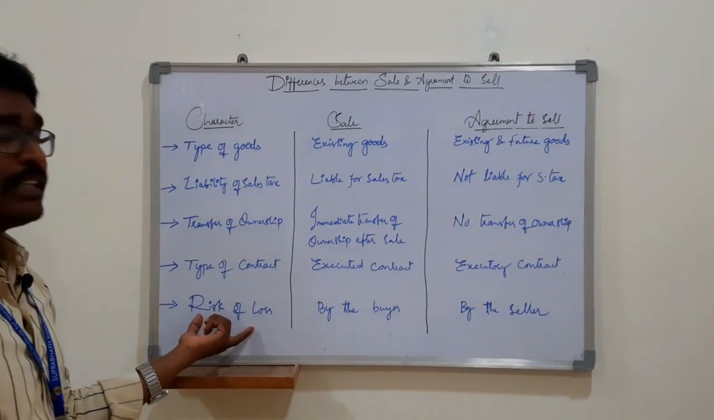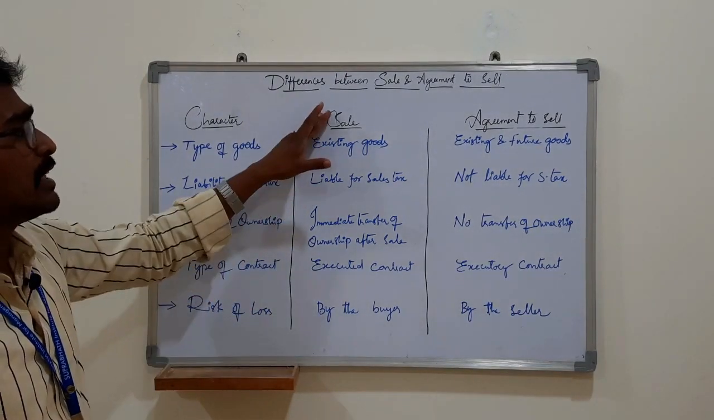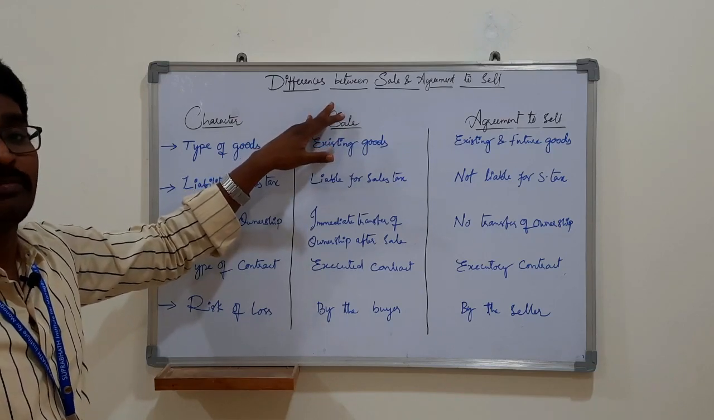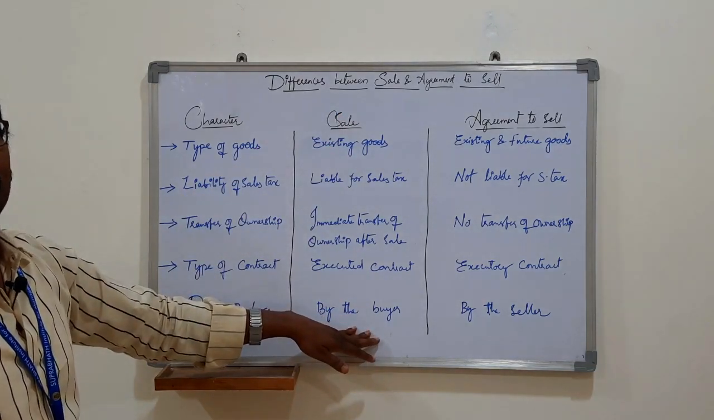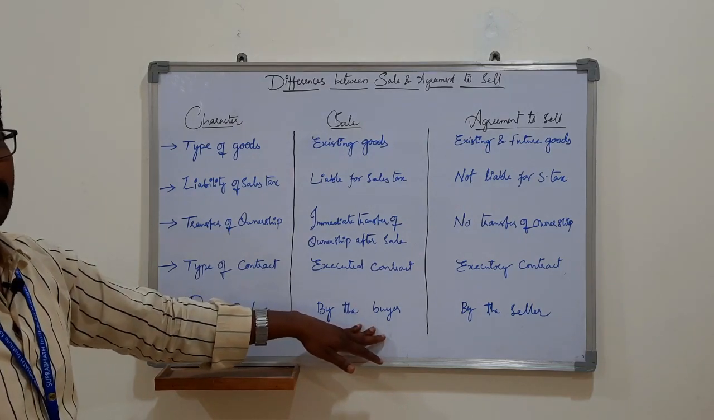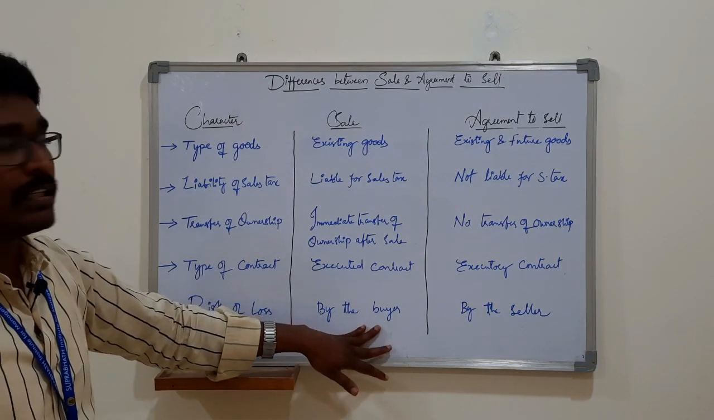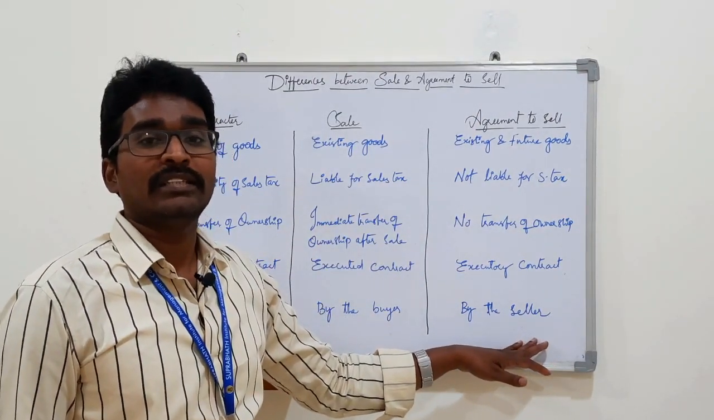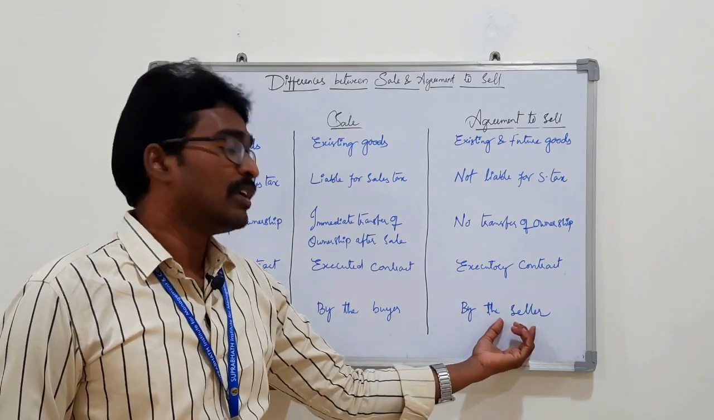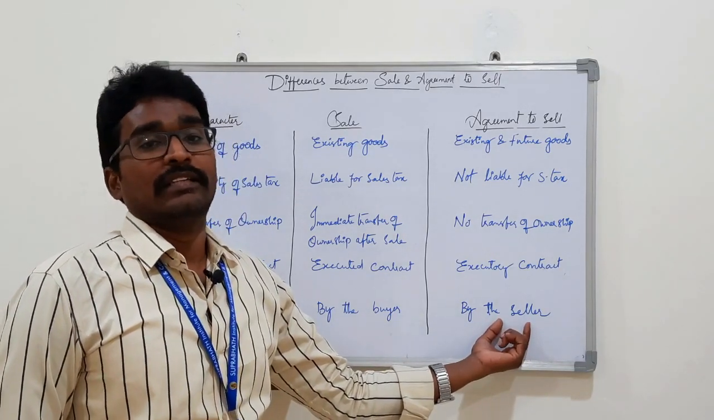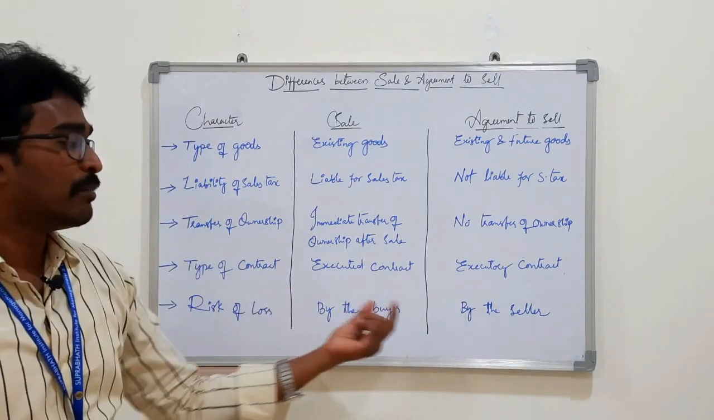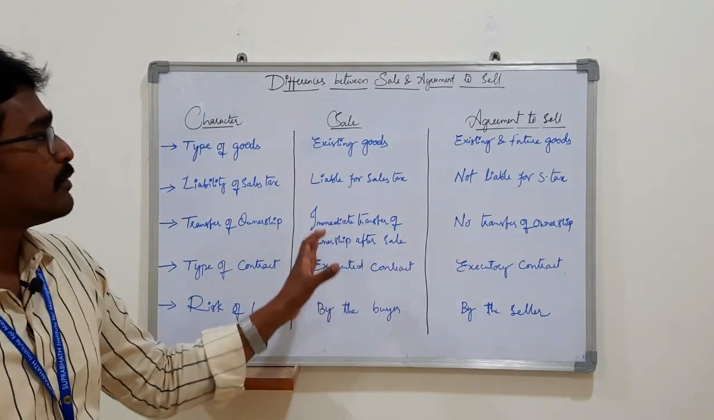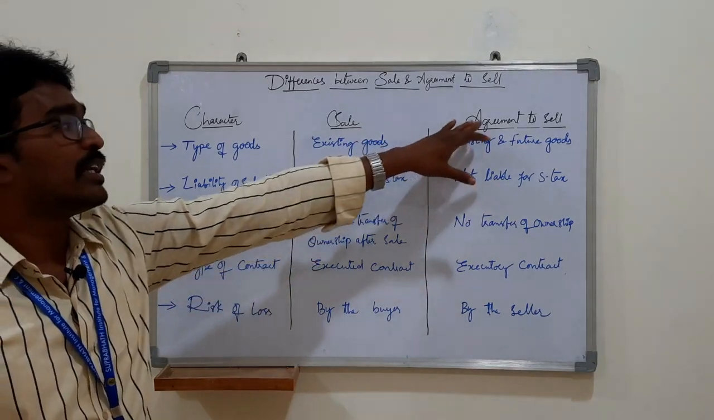Coming to the last thing, risk of loss. We know in the sale, the goods are transferred to the buyer. The seller transfers the goods to the buyer, so the risk will be with the buyer. The buyer has to face the risk. But coming to agreement to sell, the transfer of goods is not taking place yet. So the goods are left with the seller itself, and the seller has to bear the risk of loss in an agreement to sell. So these are the differences, the way sale is differentiated from agreement to sell.